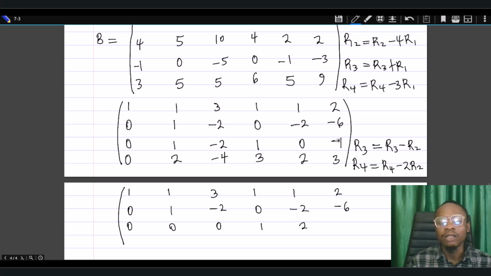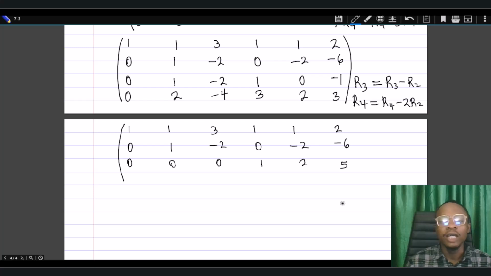And then minus 1 minus minus 6, that is minus 1 plus 6, that is 5. Okay. So then on the last row, we have R4 minus 2R2. That is 0 minus 2, 0. That is 0. 2 minus 2, okay, that is 0. Then minus 4 minus minus 4, that is 0 as well. Then 3 minus 0, that is 3.